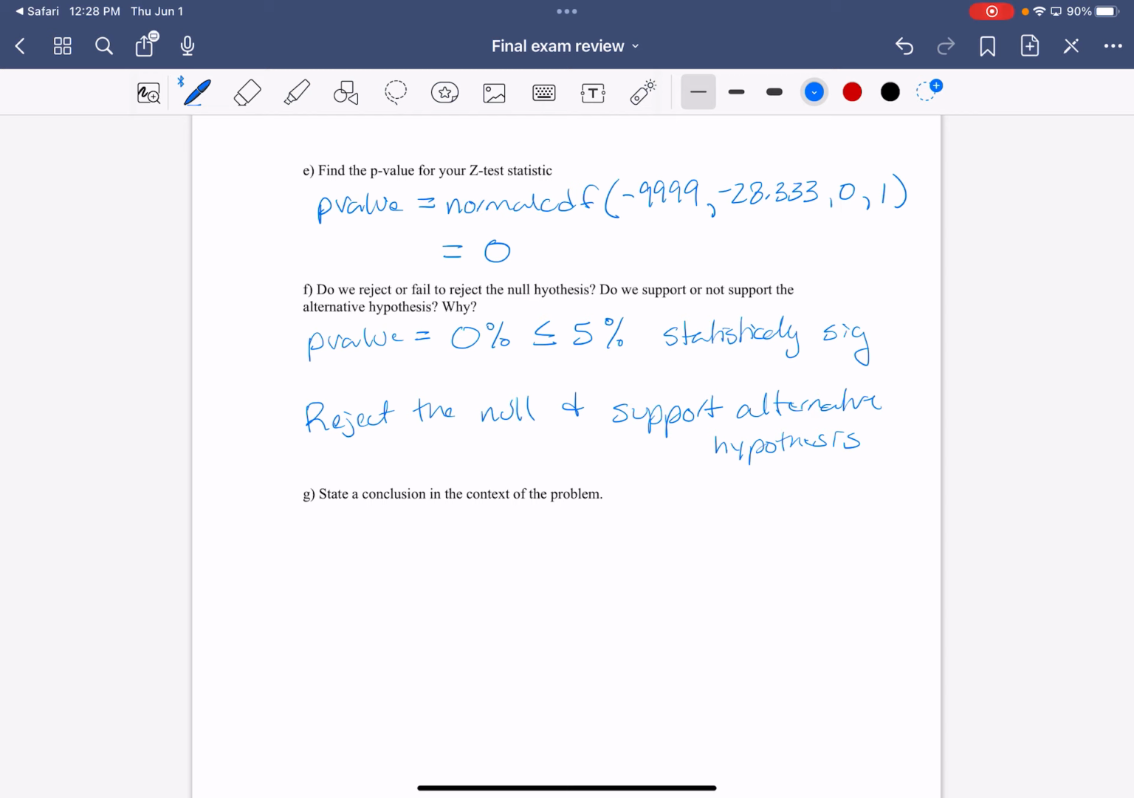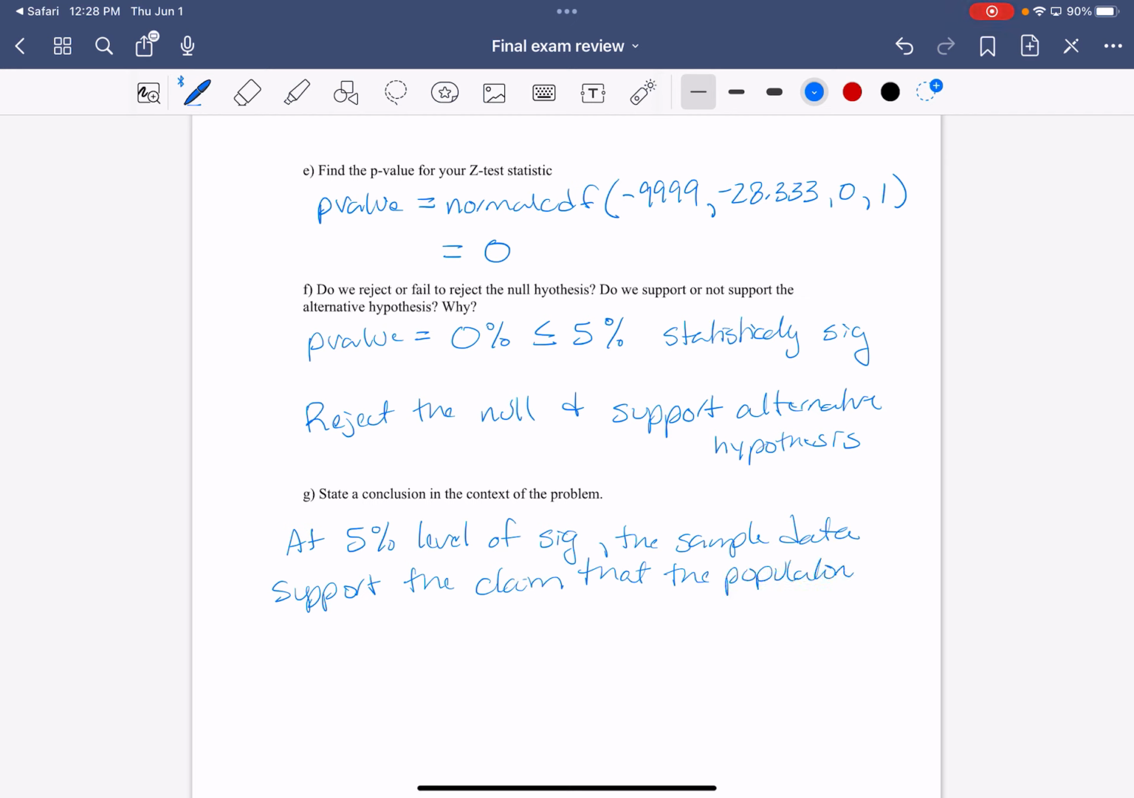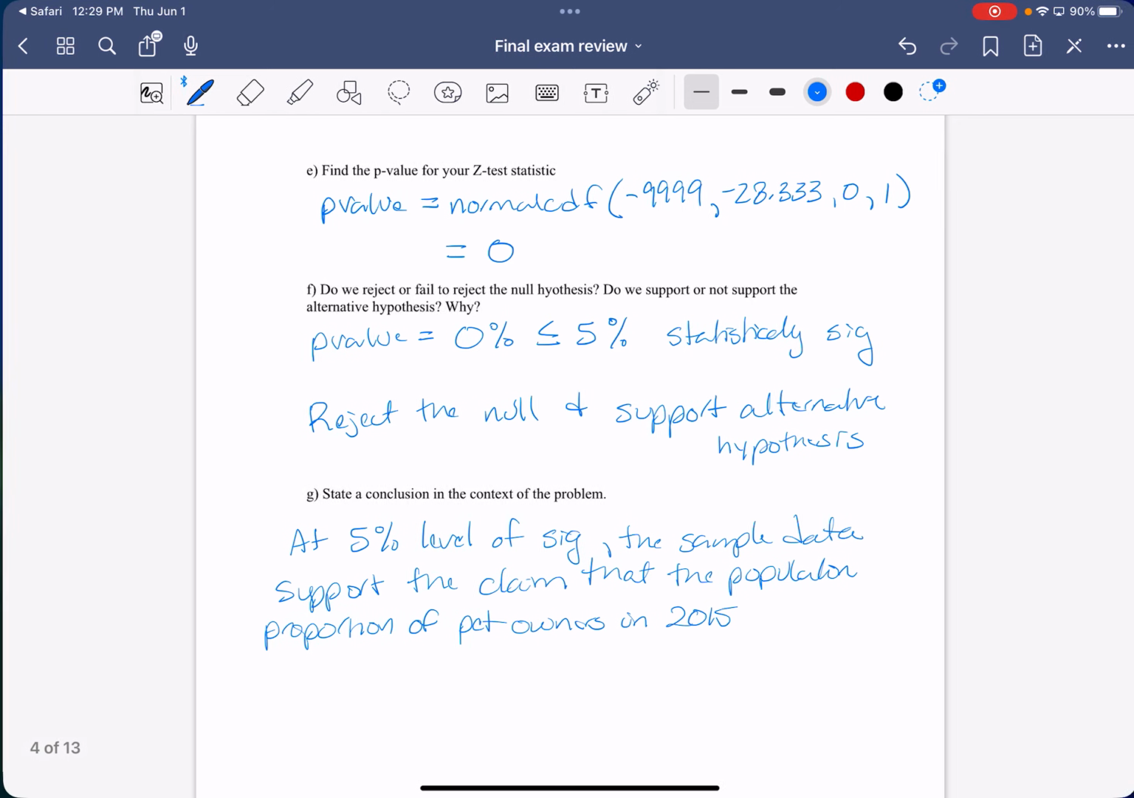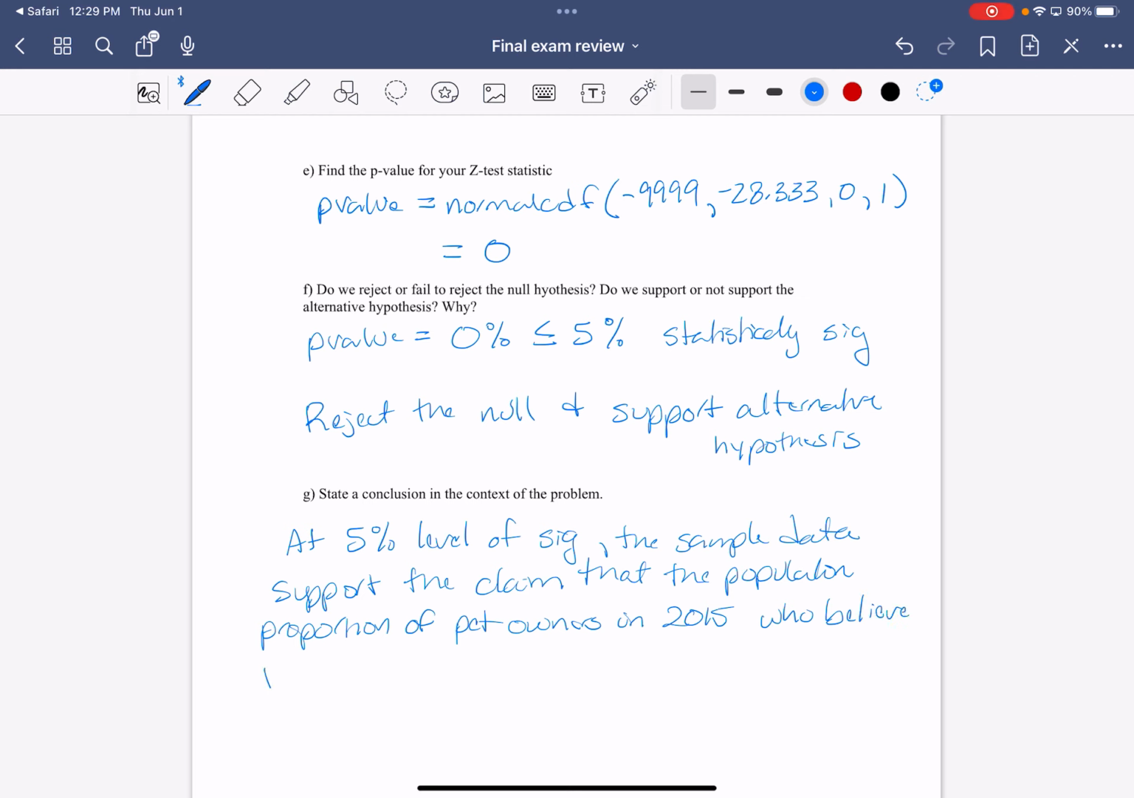Lastly, part G, state a conclusion in the context of the problem. At a 5% level of significance, the sample data support the claim that the population proportion of pet owners in 2015 who believe vets charge an unreasonable amount is less than 25%.